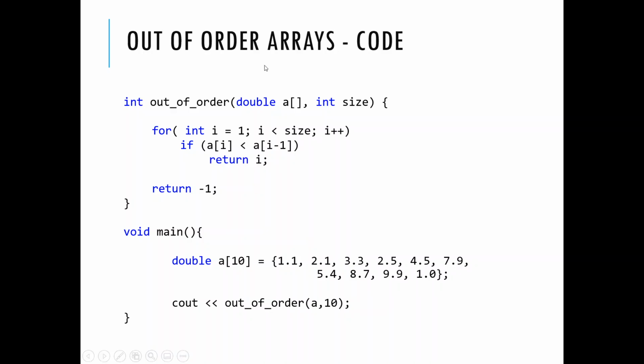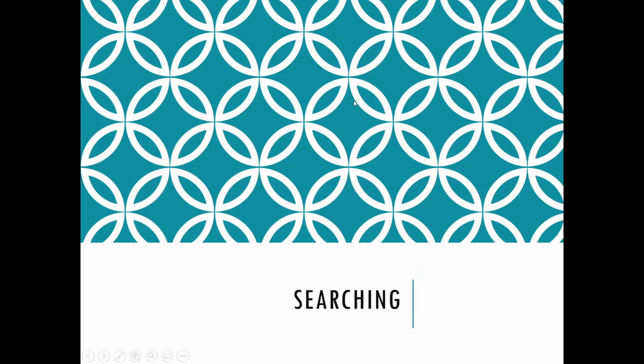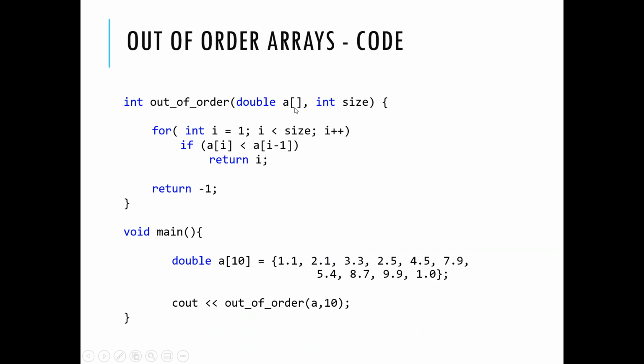So what I was trying to do before is figure out if an array was in order or not. So I need the size of the array and the array itself. The dead giveaway that my array is out of order is if one element ends up being smaller than the element before it. So if the previous element is larger than the next element, not equal to, then I return that position that I'm looking at. Otherwise, I'm going to return -1. That's it.